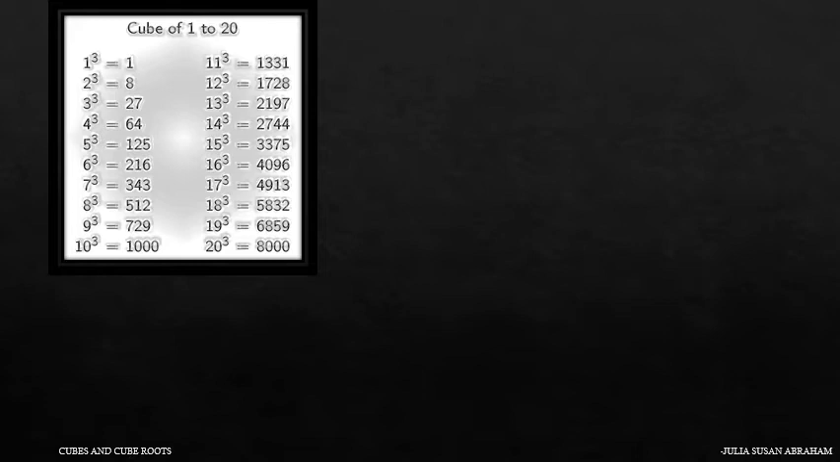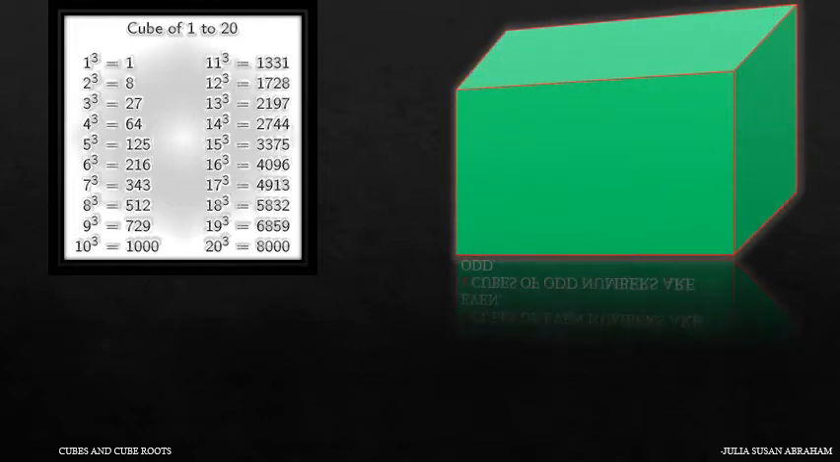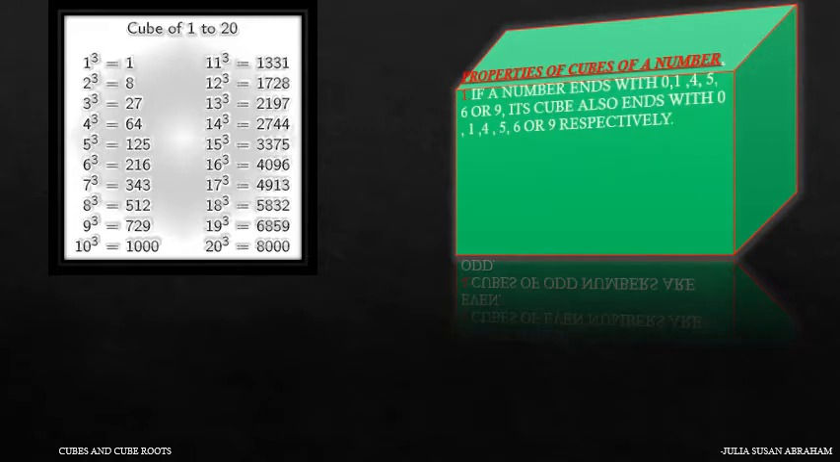In this chart, the cubes of numbers from 1 to 20 are given. Observe the table carefully and let's see the properties of the cubes of a number. First property, if the given number ends with 0, 1, 4, 5, 6 or 9, its cube also ends with 0, 1, 4, 5, 6 or 9. Isn't it interesting?